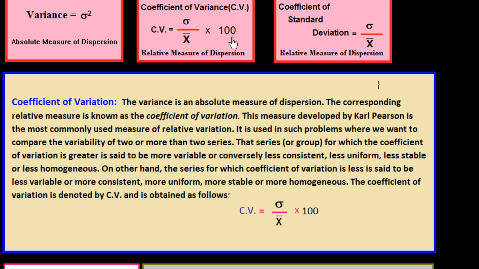In the same way, if you have to find the coefficient of standard deviation, it is a similar formula, but with a little difference. It is standard deviation over mean and is not multiplied by 100. It is also a relative measure of dispersion. So basically we mostly use the coefficient of variation instead of the coefficient of standard deviation.